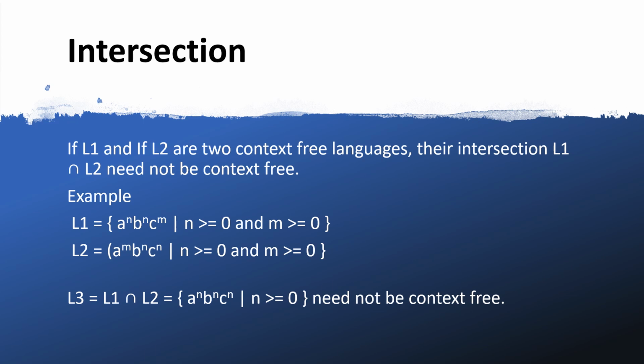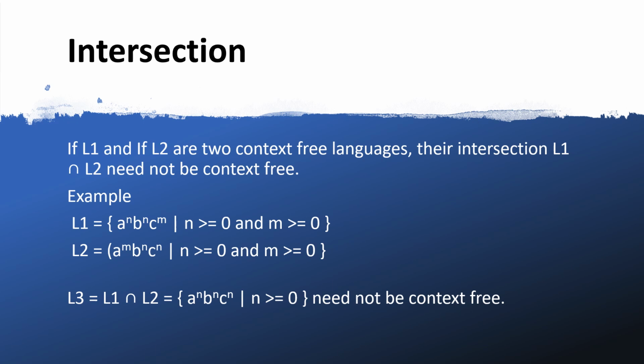L1 equals a^n b^n c^m, where n is greater than or equal to 0 and m is greater than or equal to 0. Coming to language 2, L2 equals a^m b^n c^n, where n is greater than or equal to 0 and m is greater than or equal to 0. By doing the intersection operation between these two languages, the resultant L3 equals L1 intersection L2, that is a^n b^n c^n, where n is greater than or equal to 0, need not be context-free.